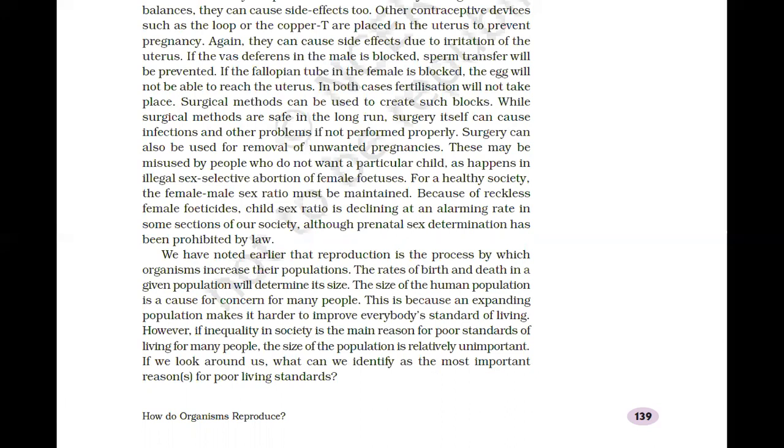We have noted earlier that reproduction is the process by which organisms increase their populations. The rates of birth and death in a given population will determine its size. The size of the human population is a cause for concern for many people. This is because an expanding population makes it harder to improve everyone's standard of living. However, if inequality in society is the main reason for poor standards of living for many people, the size of the population is relatively unimportant. If we look around us, what can we identify as the most important reason for poor living standards?